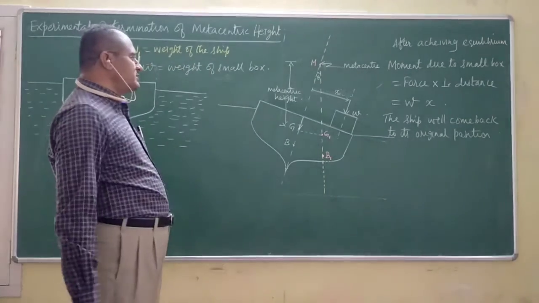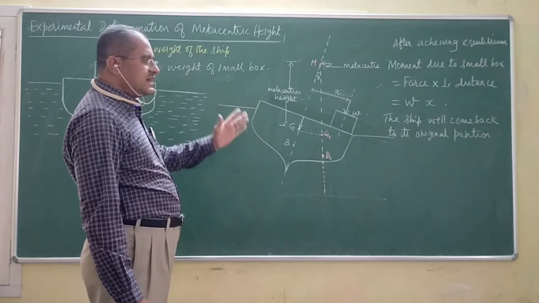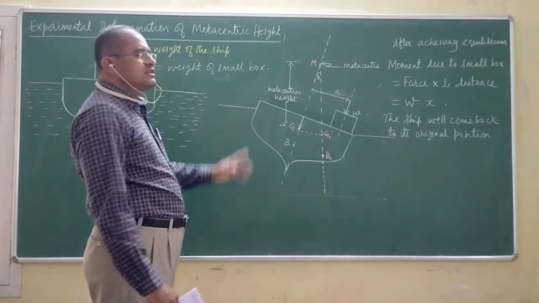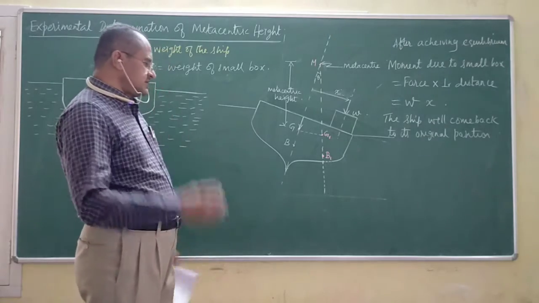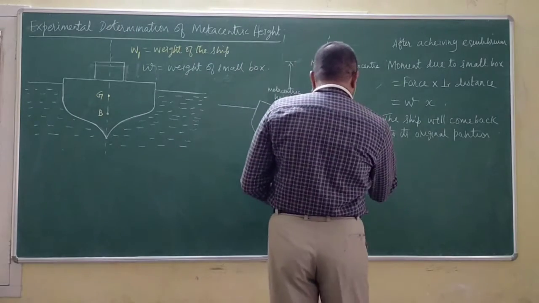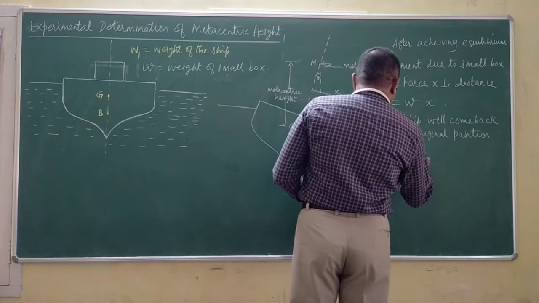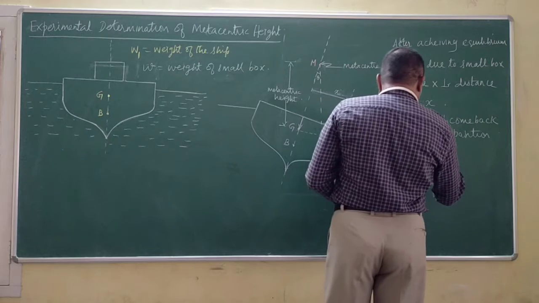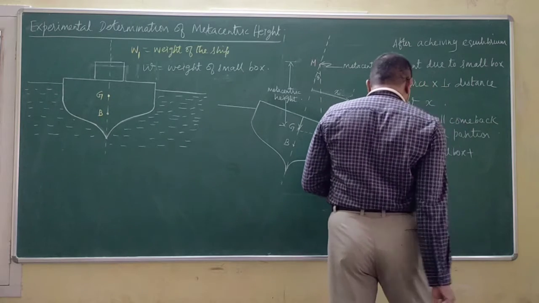comes back to its original position, definitely a force must be there which brings it back to its original position. Therefore, we can find out what is the moment due to that. Okay? Therefore, I will write moment due to small box plus weight of the ship.